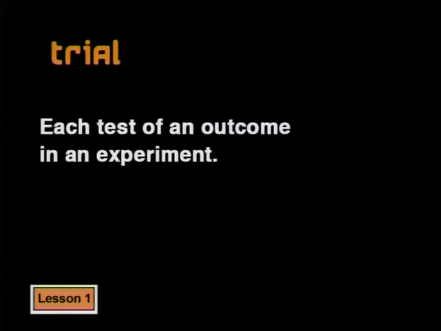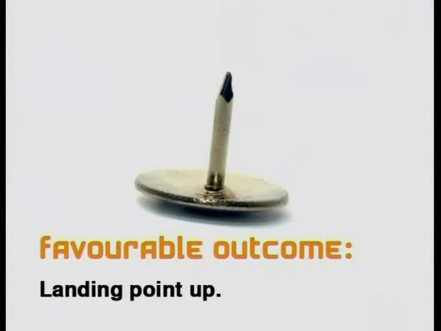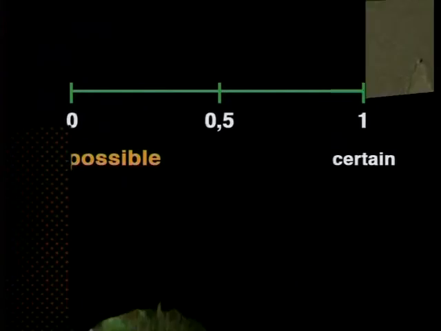When we do a probability experiment to see how many times a certain outcome will occur, we call each test in the experiment a trial. All the possible results that come out of any trial we conduct are called the possible outcomes. And a specific result we want to find out is called a favorable outcome. Finally, all probabilities can be plotted on a probability scale. This is a number line from 0 to 1.